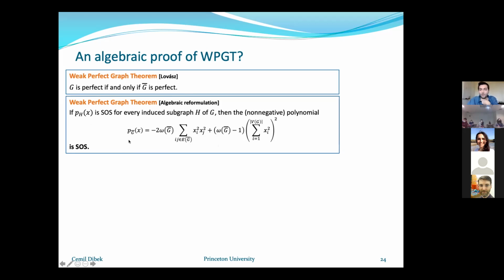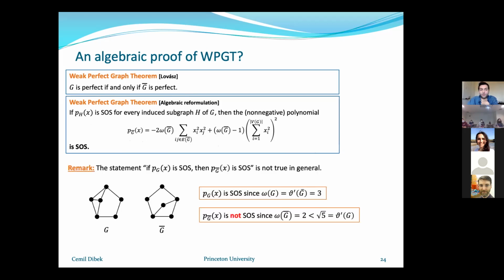So this is the polynomial written for the complement of G. This simply reduces to showing that a non-negative polynomial is SOS. And it would be nice to give an algebraic proof of this theorem. Just a quick remark here.